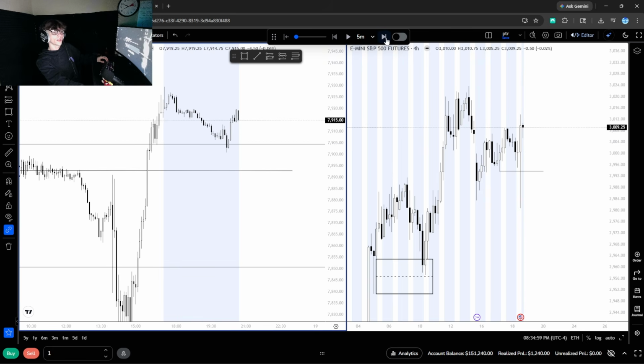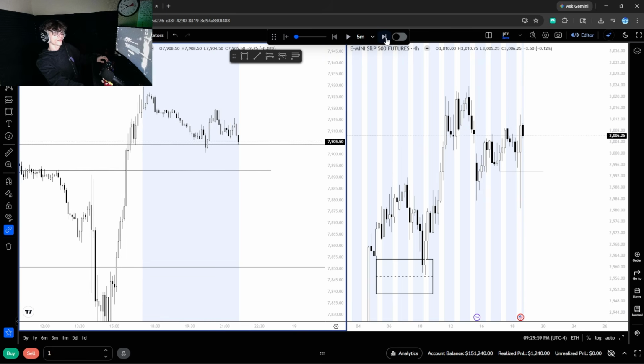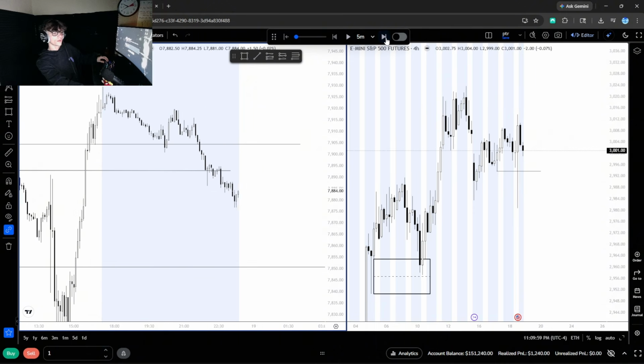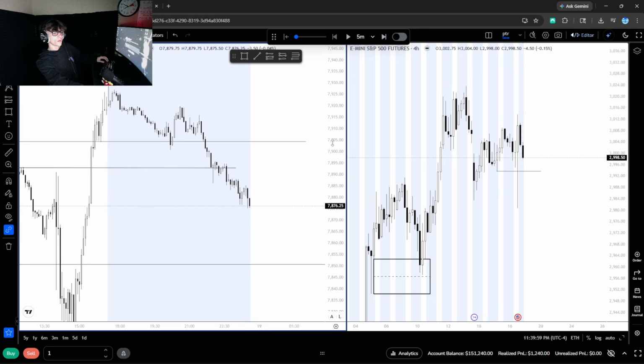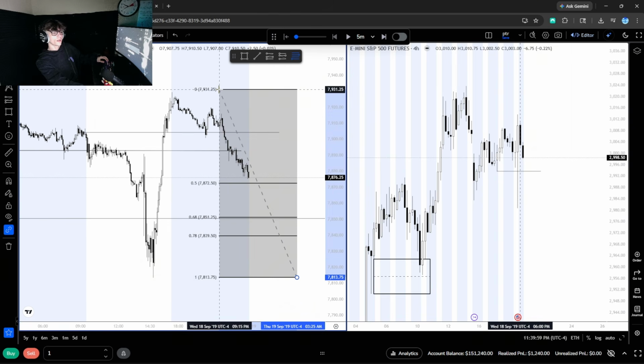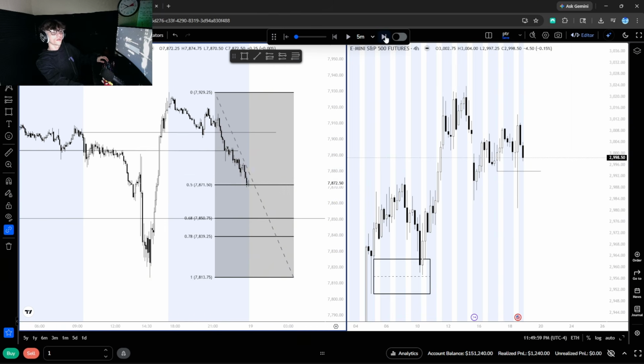Don't really want to take an Asia trade. Especially a 2019 Asia trade. Looks like we're going to build up a range for London to take. Come into an OTE here. Continue higher.